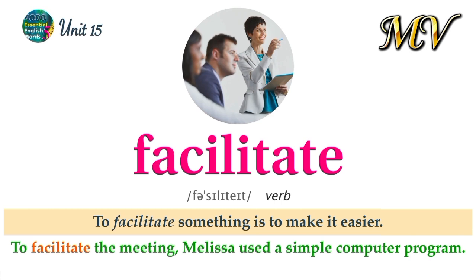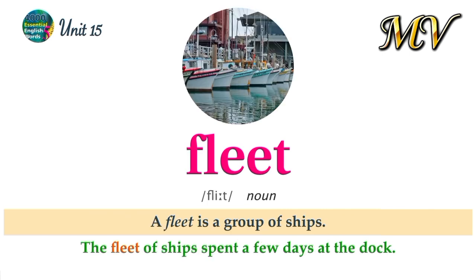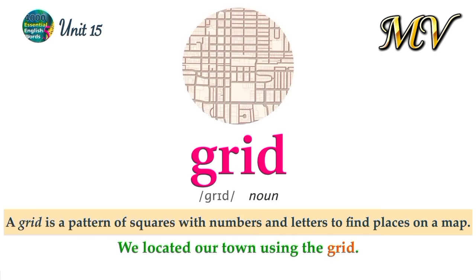Facilitate. To facilitate something is to make it easier. To facilitate the meeting, Melissa used a simple computer program. Fleet. A fleet is a group of ships. The fleet of ships spent a few days at the dock. Grid. A grid is a pattern of squares with numbers and letters to find places on a map. We located our town using the grid.